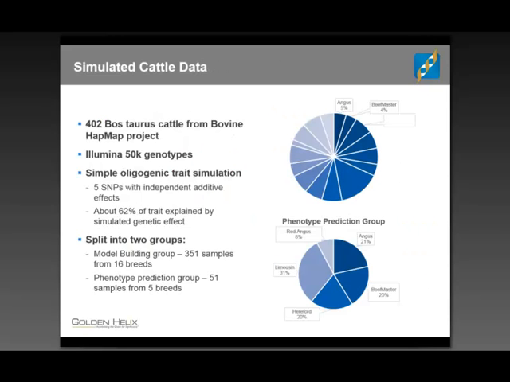The data that I'm going to be using today for the genomic prediction portion is some data that we have used in the past from the bovine HapMap project with the simulated phenotype. From the data set of 402 Bos Taurus cattle, I randomly held out 51 samples from 5 breeds. We will use the remaining 351 samples to build a genetic model and apply the model to the holdout set to predict the phenotype for these samples. Now, since we have a phenotype for the holdout set, we can also take a look at how well the predicted phenotype compares to the simulated phenotype.